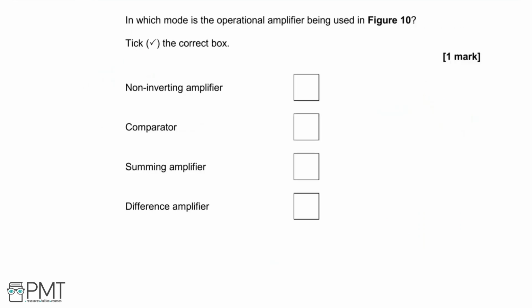In which mode is the operational amplifier being used in figure 10? Tick the correct box. Now the answer to this is that it's being used as a comparator, and the reason for this is that it's being used to compare 2 voltages with each other. So you'll get the mark for selecting the correct answer, but you don't need to write anything extra down.